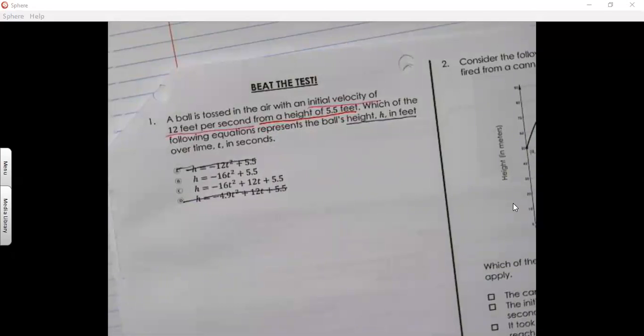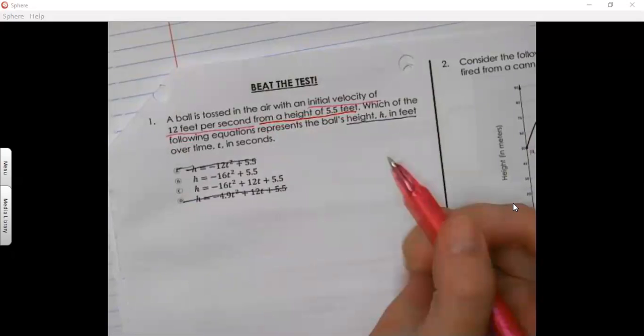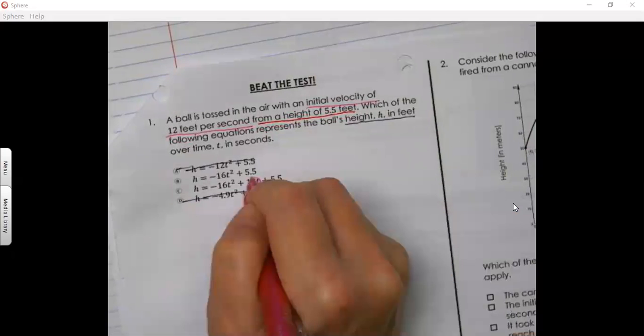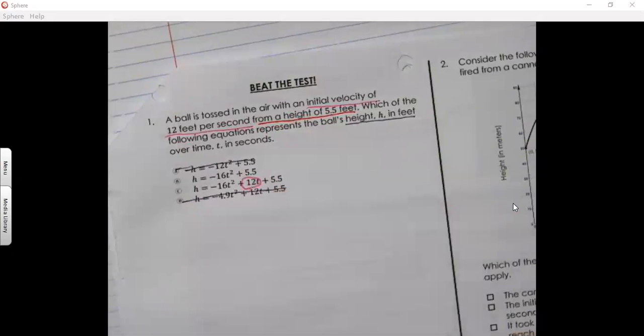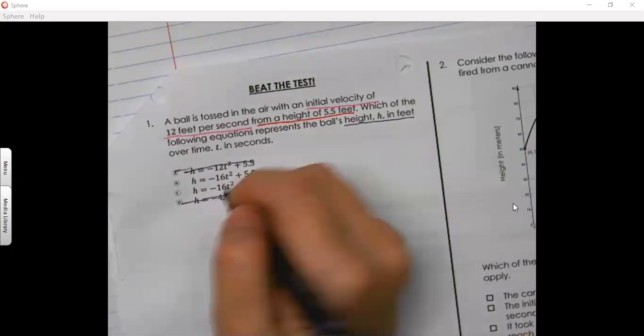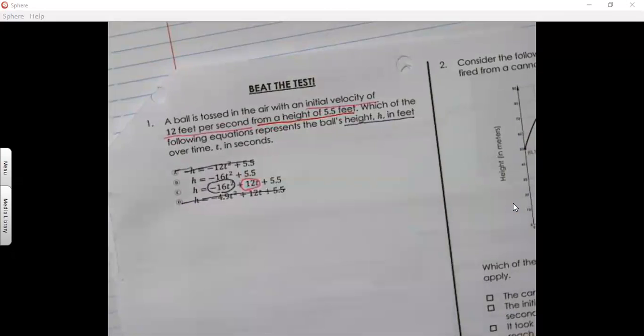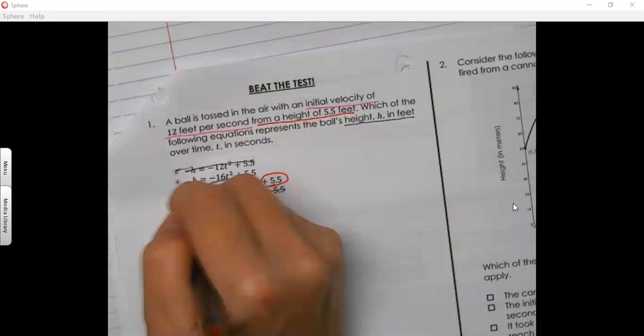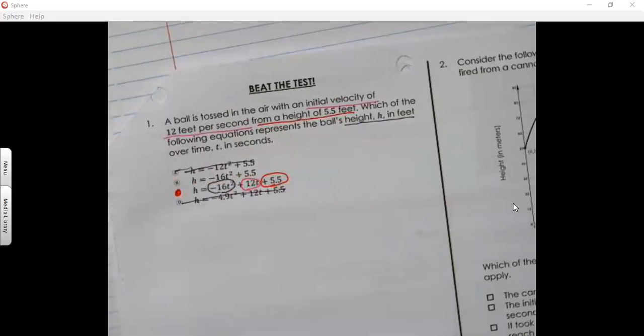B does not have the velocity, and we know the velocity is 12 feet per second. C has the velocity as 12 feet per second. C is in feet because our quadratic term is negative 16t squared, and C also has an initial height of 5.5. So yes, C is the correct answer. B does not have an initial velocity. If we don't have an initial velocity, it's not a gravitational problem, right? Everybody understand that? And I even color coded it for you.